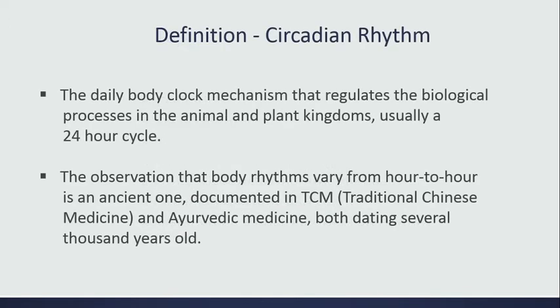Now, the definition of a circadian rhythm is it's a daily body clock mechanism that regulates the biological processes in the animal and plant kingdoms, usually a 24-hour cycle. The observation that body rhythms vary from hour to hour is an ancient one, documented in traditional Chinese medicine and Ayurvedic medicine, both dating back several thousand years.